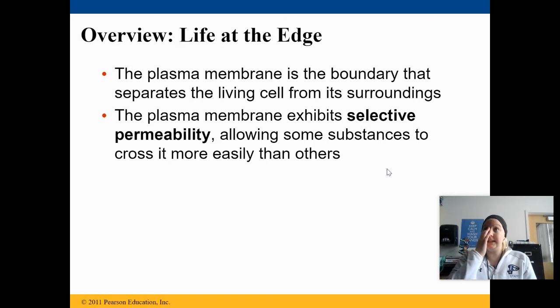So we like to consider cell membranes the edge of life, and that's because a single cell can live on its own, and all cells are enclosed with a plasma membrane. The plasma membrane is a boundary that separates the living things from its surroundings. The plasma membrane is considered selectively permeable, which means that some substances are allowed to cross through, while others may have more difficulty passing through or require energy to pass through.